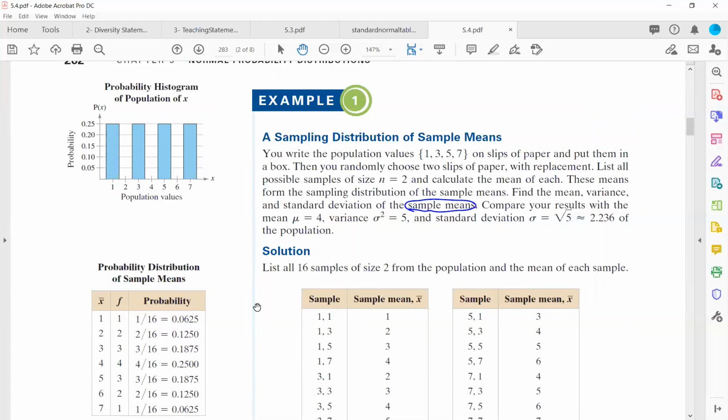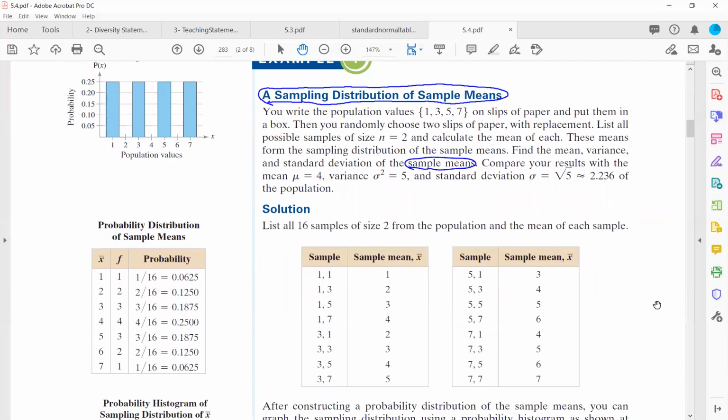Compare your results with the mean mu equals 4, variance sigma squared equals 5, and standard deviation 2.236. First of all, when it comes to sampling distribution, we're just going to use this example to present how it works. In reality, in industry, they use software to form sampling distributions of means or proportions.